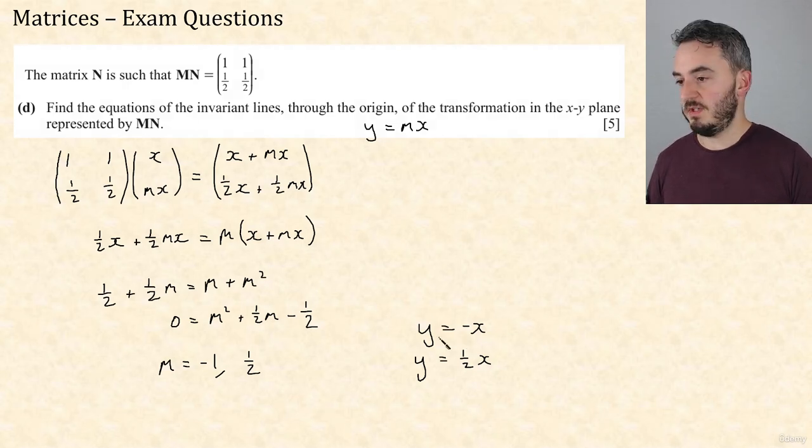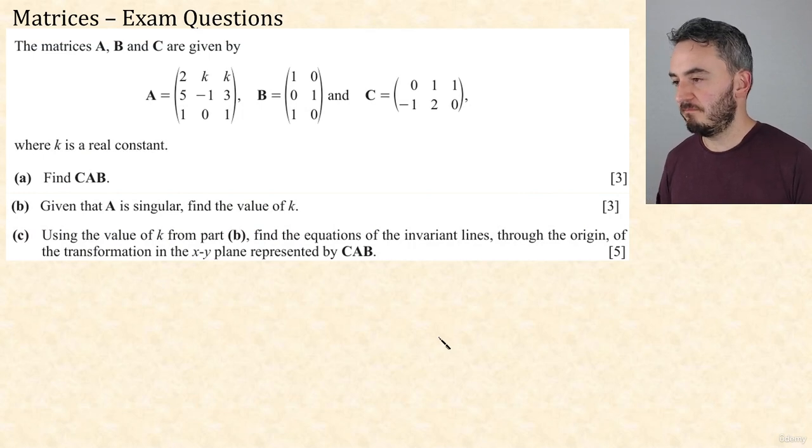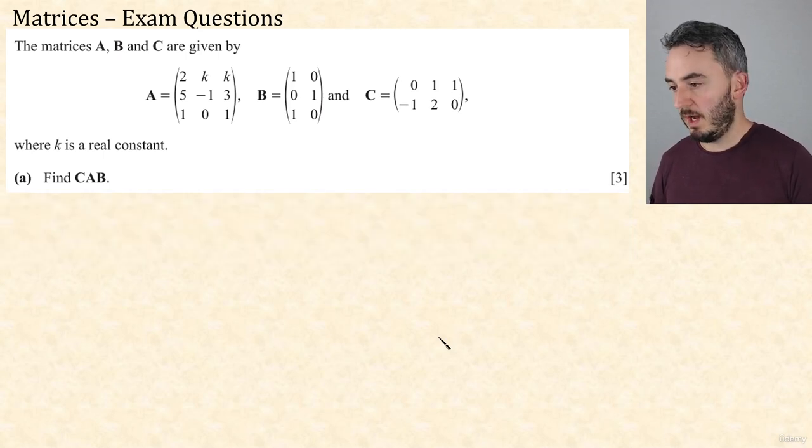Okay, we're done with that question now, so let's have a go at another. Okay, pause the video and try this one for yourself. So the matrices A, B, and C are given by those. Find CAB. Okay, so we're just going to multiply them all up. We can do this in any order.